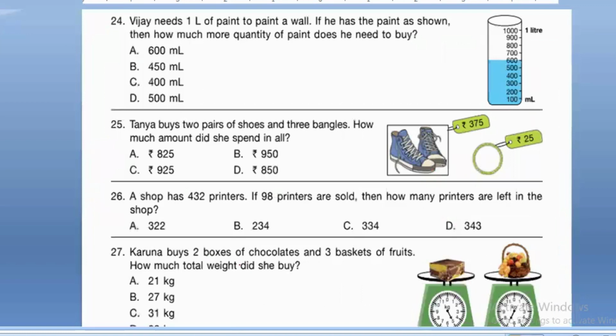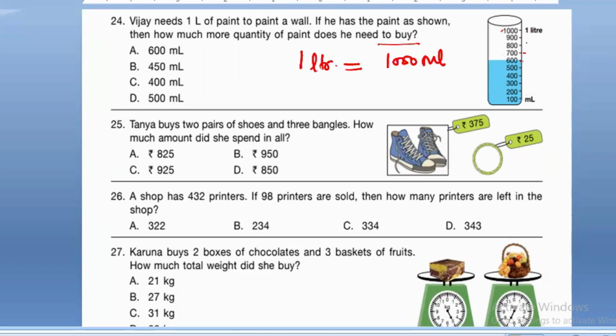The next question that we have is: Vijay needs 1 liter of paint to paint a wall. Now if he has the paint as shown in the beaker over here, then how much more paint does he need to buy? Okay, it is already mentioned over here that 1 liter is equal to 1000 milliliters. Now it is showing that he has 600 milliliters of paint with him. So to make it 1000, how many more milliliters of paint does he require?